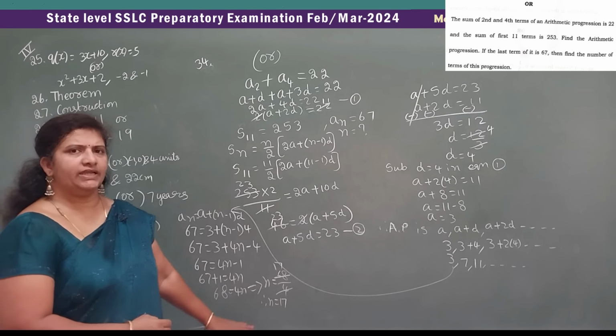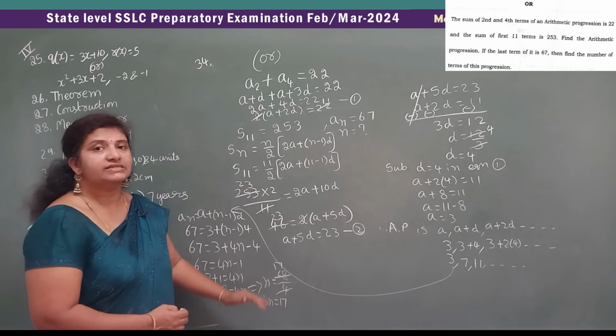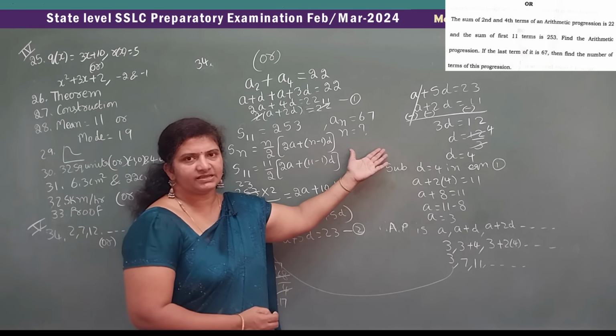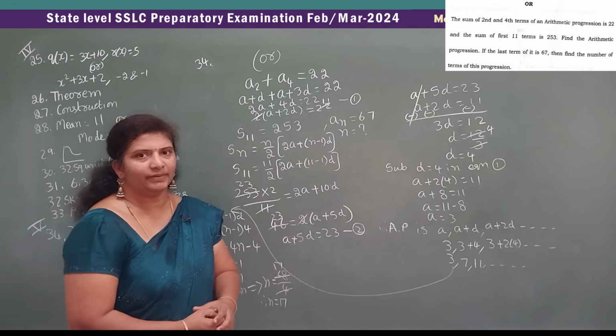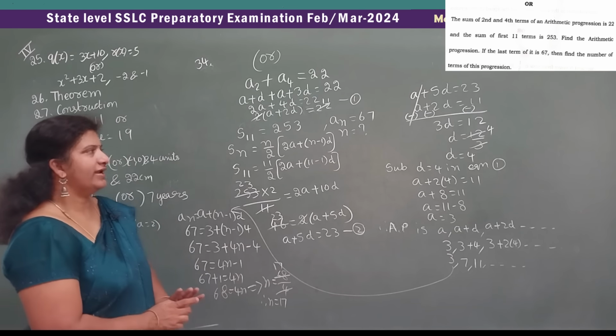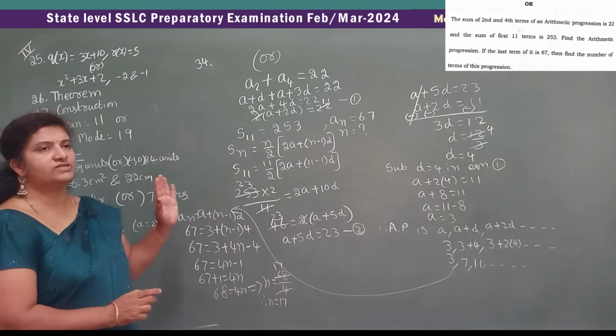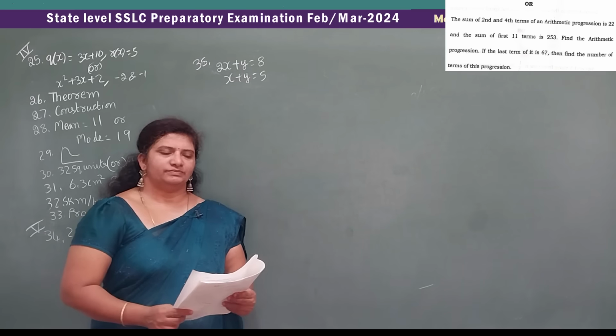What is this 17? The last term is 67, which means the 17th term is 67. And there are 17 terms in the given arithmetic progression. Okay, is this clear? So understand carefully and solve these verbal problems and write the steps neatly in your exam.